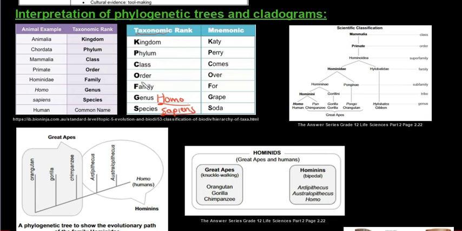Now, a mnemonic to remember kingdom, phylum, class, order, family, genus, and species is Katy Perry comes over for grape soda. Just if you need to ever recall that order.